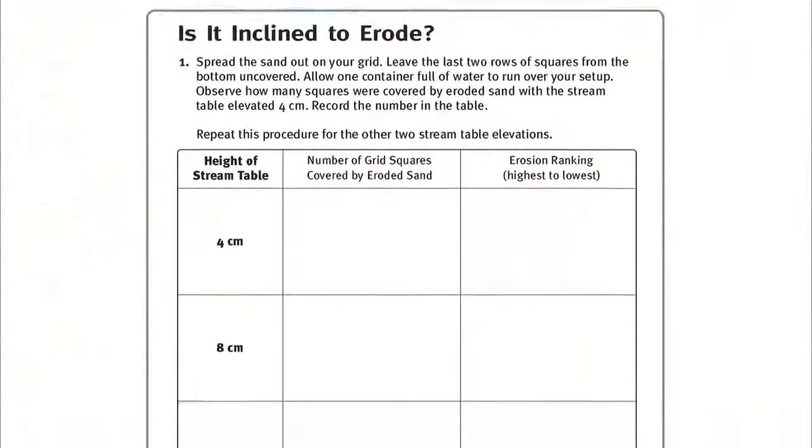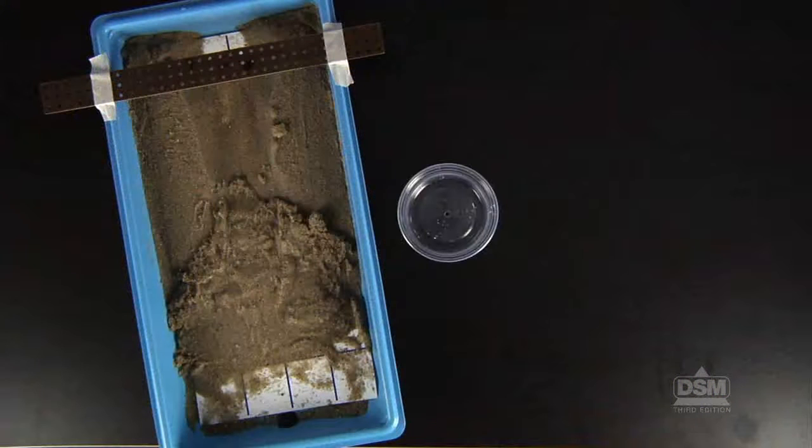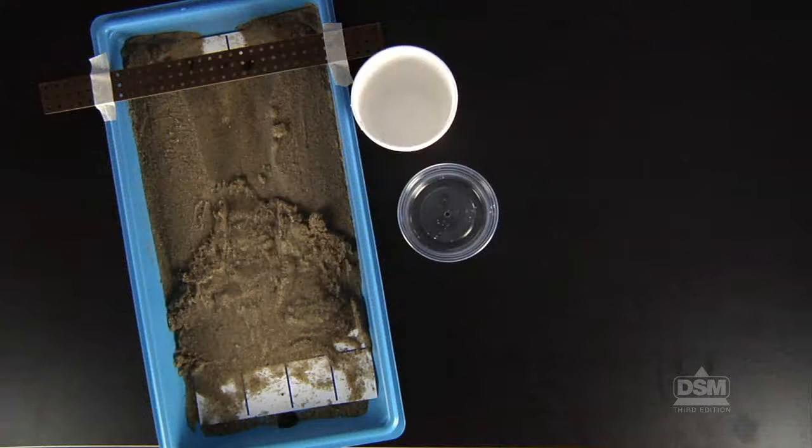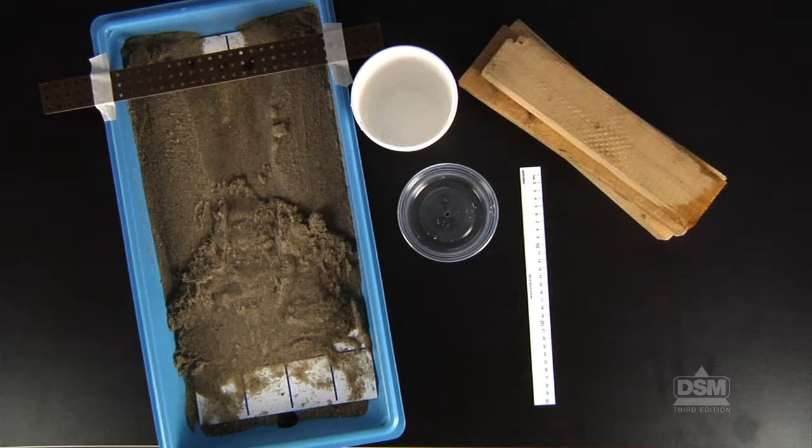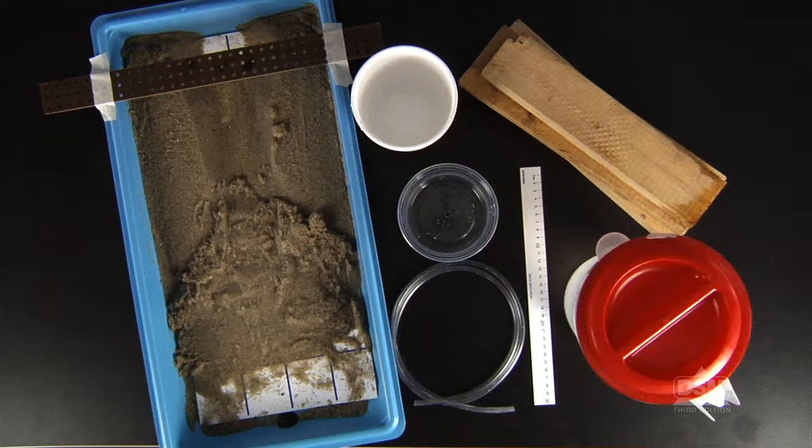To prepare for the activity, make a copy of Activity Sheet 5 for each student. Each team of 4 will need their stream table, a plastic container with hole, 2 1-liter containers, a metric ruler, items to elevate the stream table, a length of tubing, and some tap water.